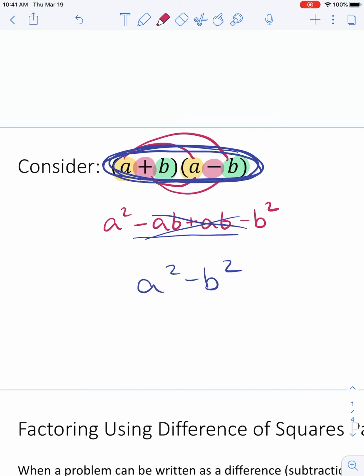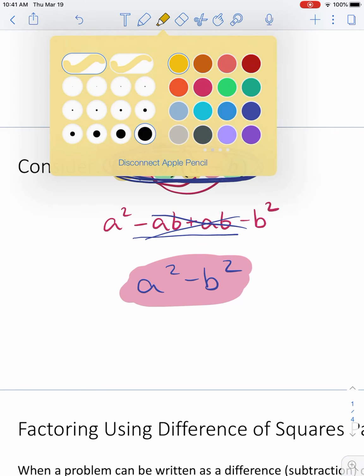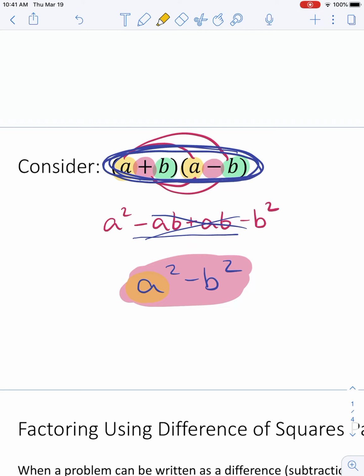So whenever you see the same thing in both sets of parentheses, with the only difference being addition in one and subtraction in the other, it's going to lead to this: a squared minus b squared. The first thing, the a squared, and then the second thing, the b squared, with a subtraction in the middle.